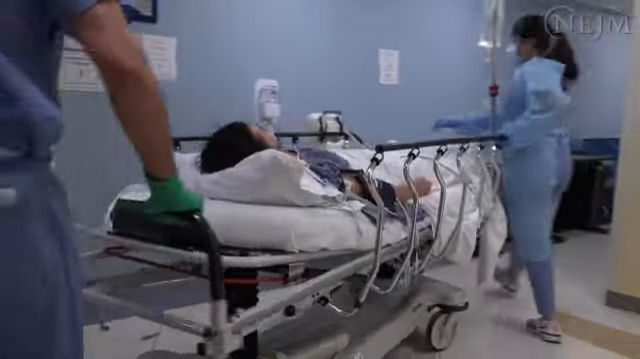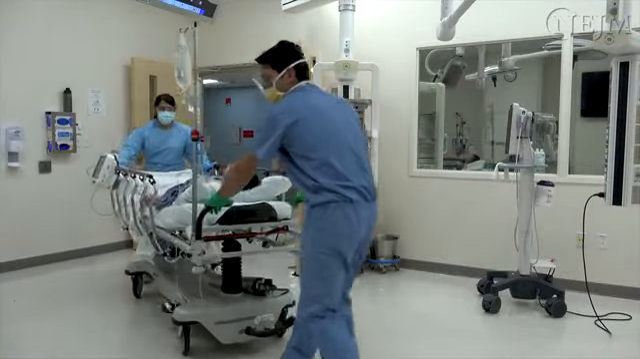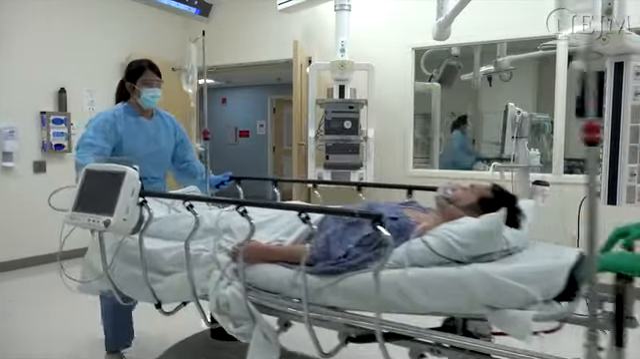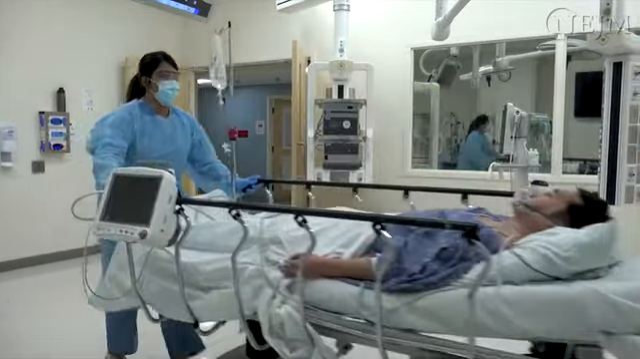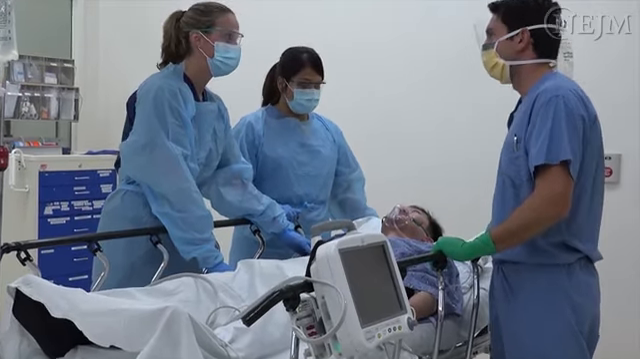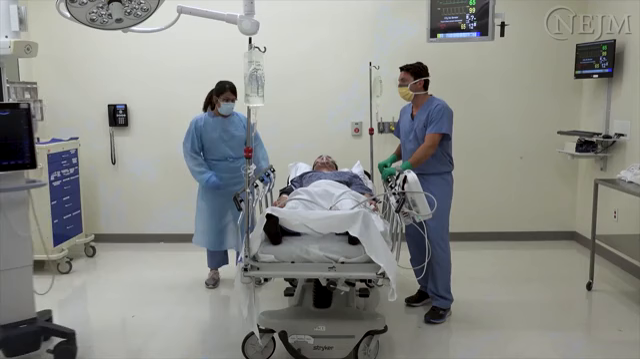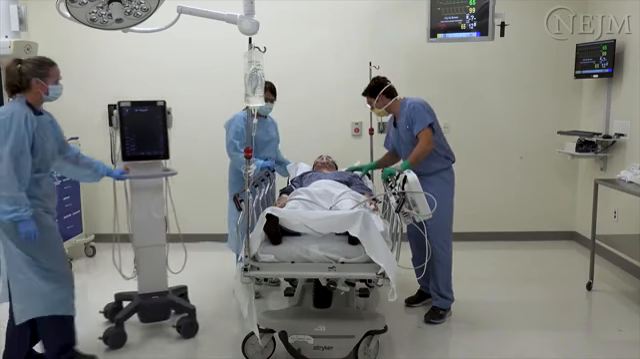This video demonstrates the use of EFAST, or Extended Focused Assessment with Sonography for Trauma, which is a point-of-care ultrasound examination performed in patients with a traumatic injury to the thorax or abdomen. EFAST involves obtaining images in 6 focused views to assess for pericardial, intraperitoneal, and pelvic fluid, as well as hemothorax and pneumothorax. Practice, preparation, and the use of a standardized approach can maximize efficiency and diagnostic accuracy when performing EFAST.